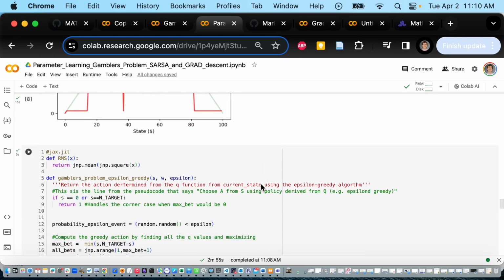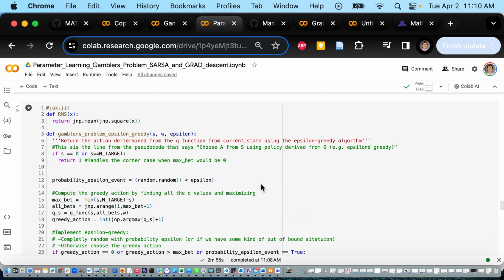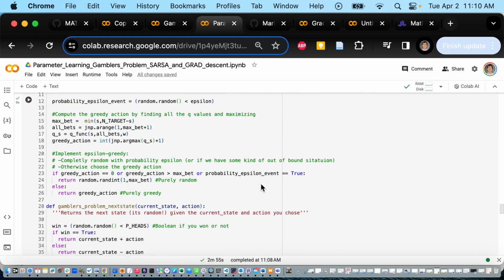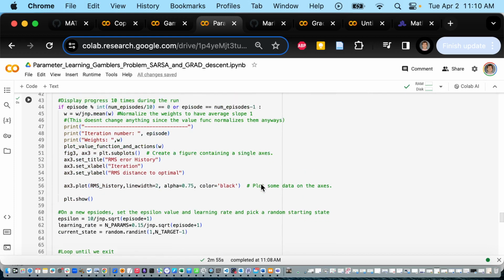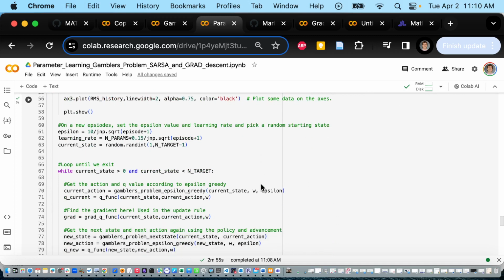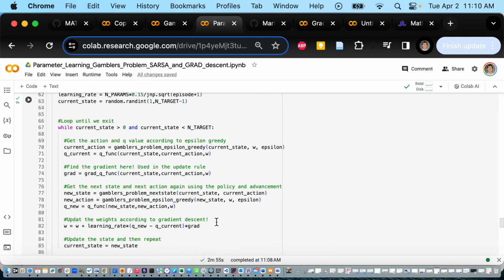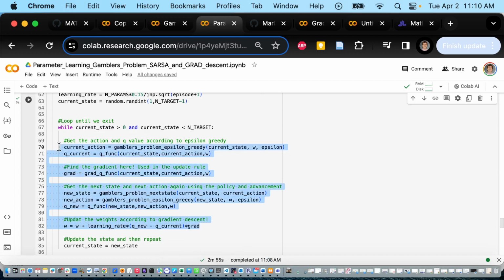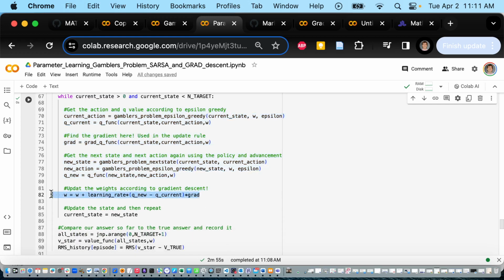And then down here, I'm doing SARSA. So how do I do SARSA? I write down the epsilon greedy thing of trying different bet sizes. And then I have, let's find the magic line. Here is the SARSA update rule, right here. So I get the current action and the current Q value. I find the gradient. Again, this is done by magic inside the computer using the magic of automatic differentiation. I get a new state and a new action. And then this is the update rule. This is the one line where all the learning happens.